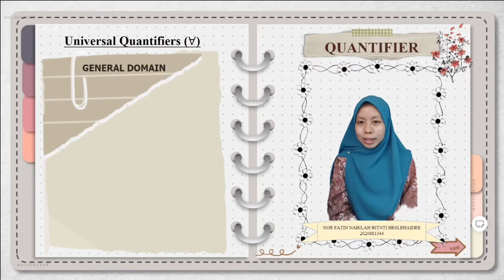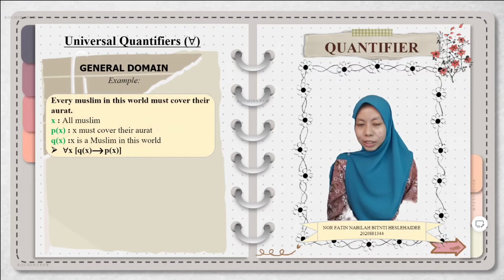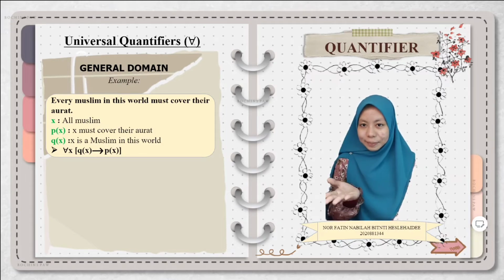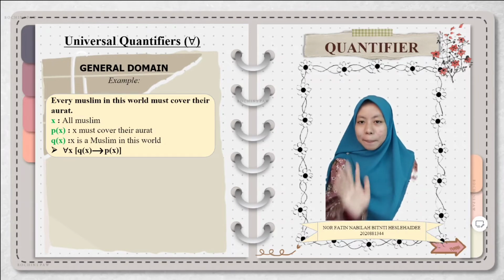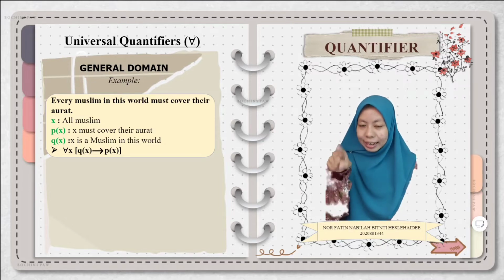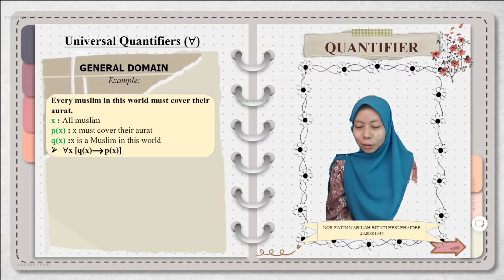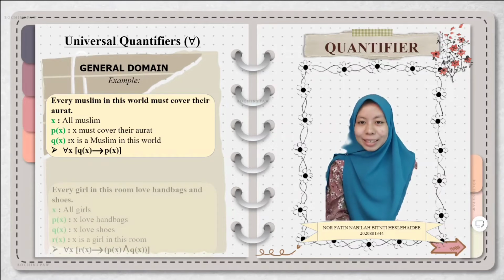Let's look at the general domain too. Look at the example. It's the same quantified statement, but our domain has changed, which is all Muslims. So we add another statement, Q(x), x is a Muslim in this world. As you can see, the answer is the same as existential quantifiers. But in existential quantifiers, we use and, while in universal quantifiers, we use implies. So remember that.